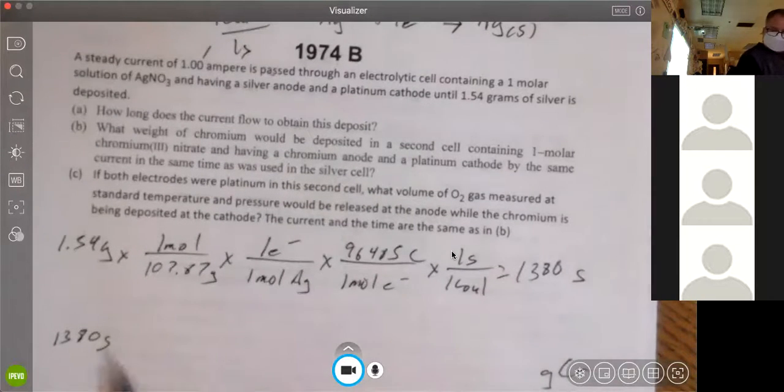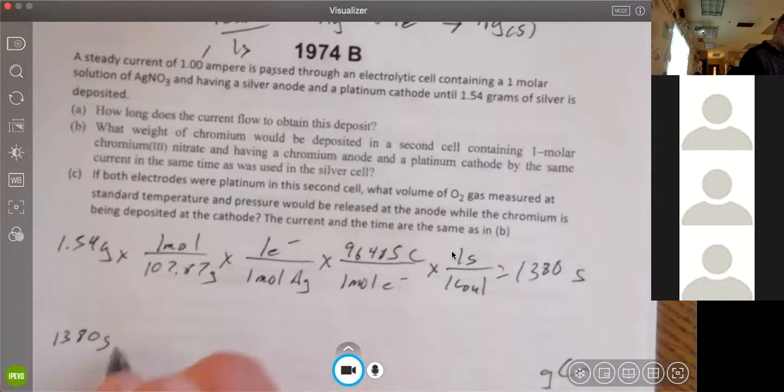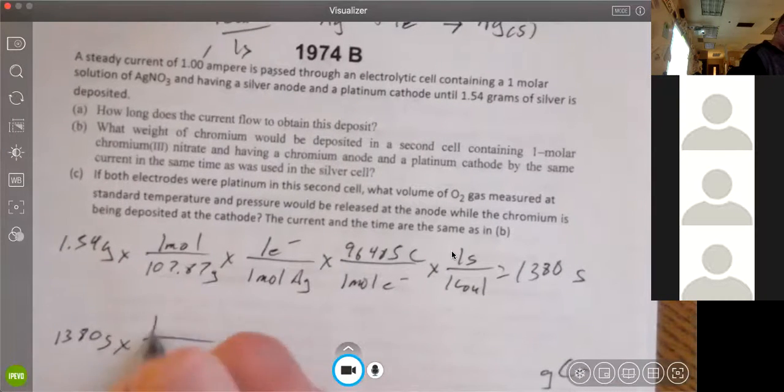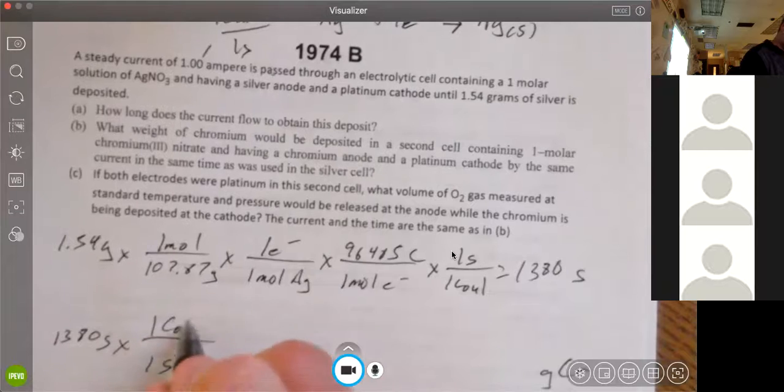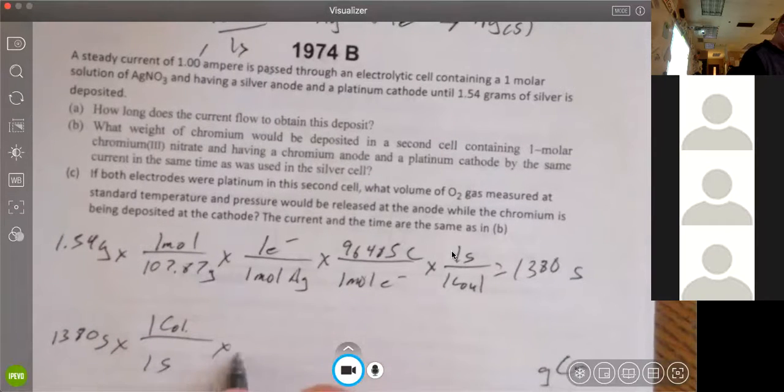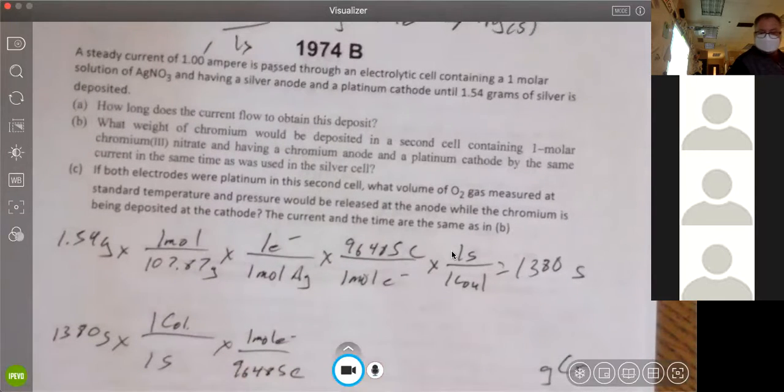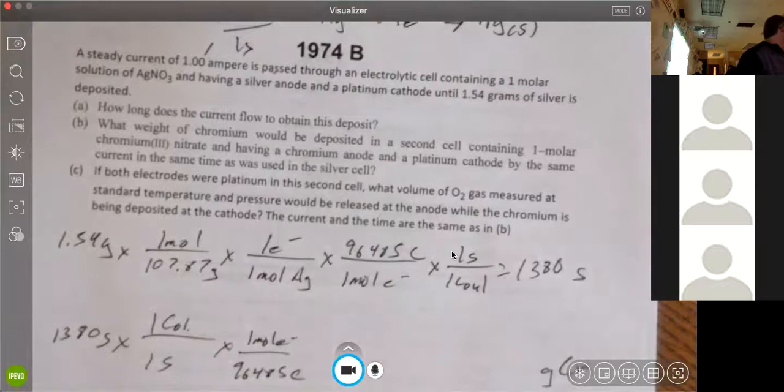So we need to change the seconds to what? Coulombs. Every 1 second is 1 coulomb. And every 96,485 coulombs is 1 mole of electricity. The difference here is we have chromium. What does that mean?